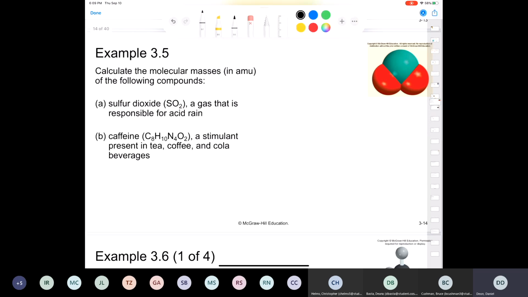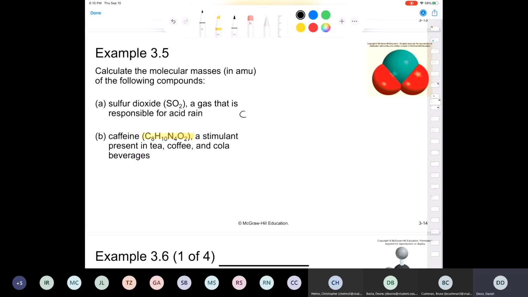If you had some cola, maybe you had some Coca-Cola today, or some coffee or tea or something with caffeine in it. Here's the molecular formula of caffeine. It's got 8 carbons, 10 hydrogens, 4 nitrogens, and 2 oxygens. Is it just me, or is that a lot of atoms? Yes, it's a lot, but we can tally up those masses. Okay, so it's just a matter of a little bit of multiplication and addition.